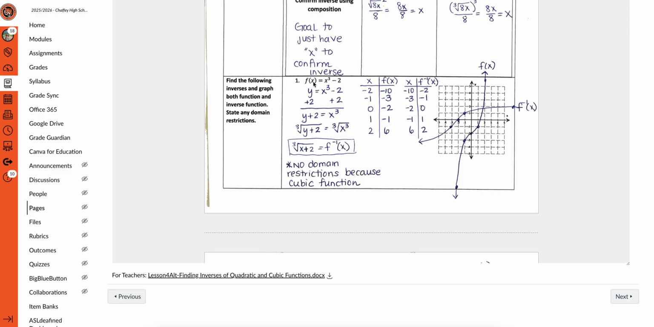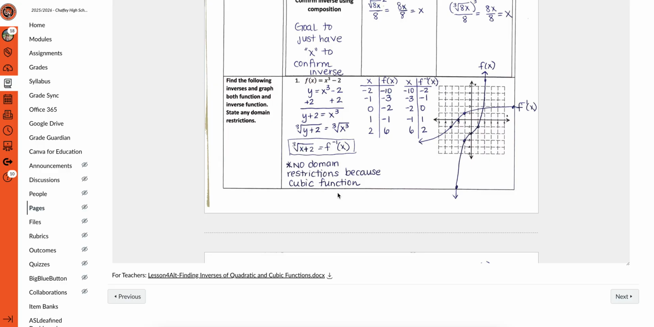So we have this first function, so we're going to go ahead and change it to y, and then we're going to undo the operations. Since we see a minus 2, we're going to add 2, and since we see to the power of 3, we're going to bring it to the cube root because we want to do the radical that is the inverse of the exponent. Okay, so our inverse is the cube root of x plus 2. There are no domain restrictions because it's a cubic function.